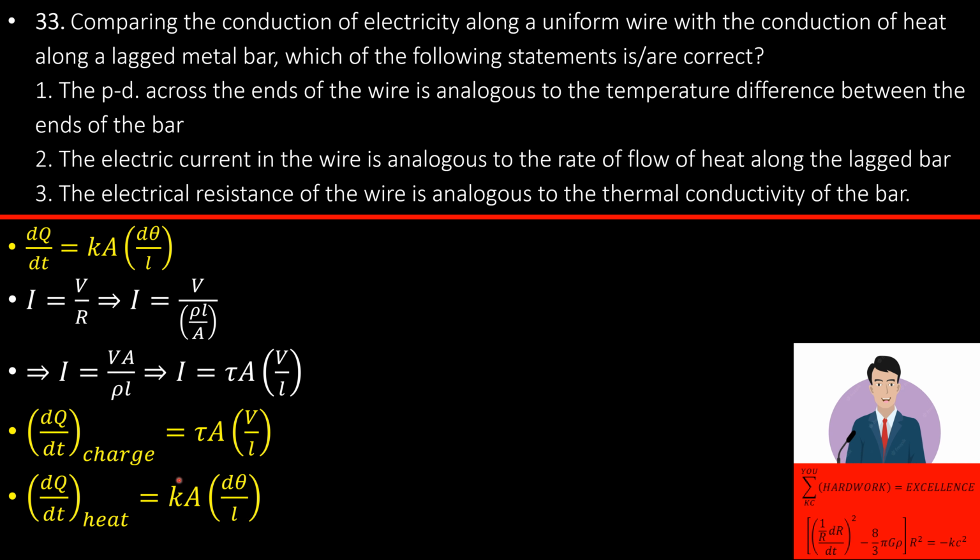So you notice that thermal conductivity K is analogous to electrical conductivity tau, and cross-sectional area is analogous to cross-sectional area. V, the potential difference between the two ends of the wire, is actually analogous to the temperature difference across the ends of the metal bar. And of course we have the L there. So you notice that our answer is A.